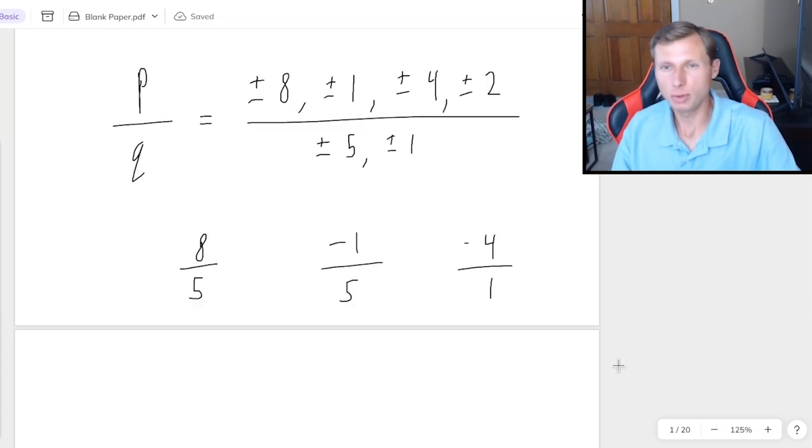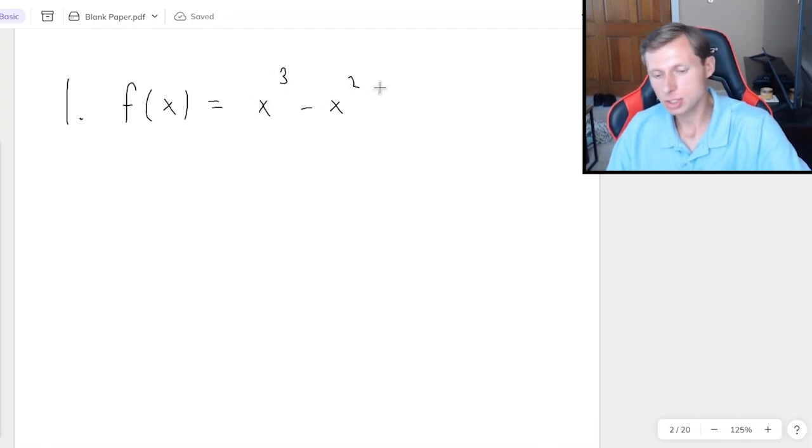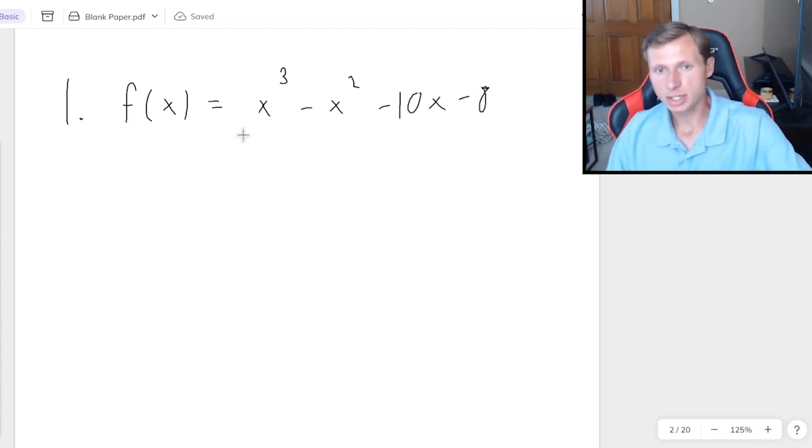So instead of doing it with this example, because this is a really complicated one, there's a lot of possibilities and the answer is not easy. Let's start off with a much easier one. F of x equals x cubed minus x squared minus 10x minus 8. And I want to find all the roots of this and all the zeros as much as possible. So first thing I do is I say q is equal to the invisible 1 in front of the x cubed and p equals 8.